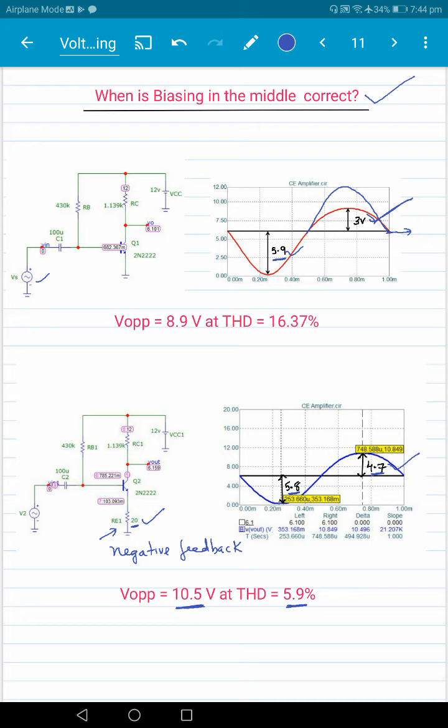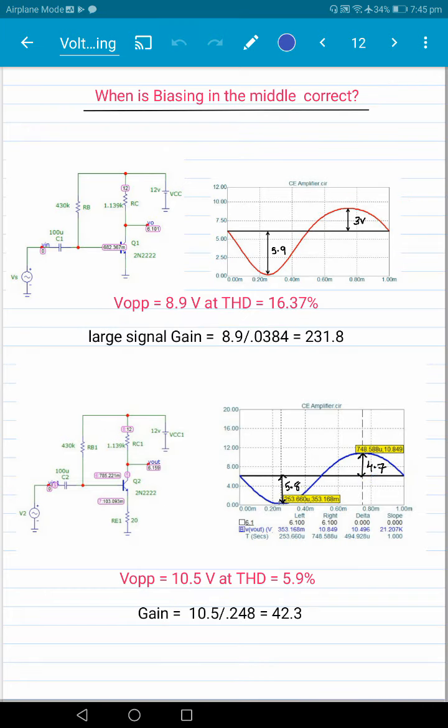So if you're able to eliminate nonlinearity altogether by increasing the value of RE, then biasing in the middle would have been fine, because then the positive swing would have been equal to the negative swing, and biasing in the middle would have made a lot of sense here. Now, one of the drawbacks, of course, of putting an emitter resistance is that you lose gain here.